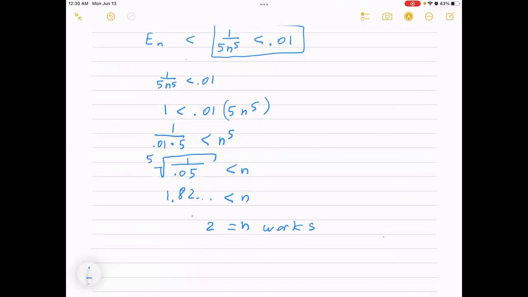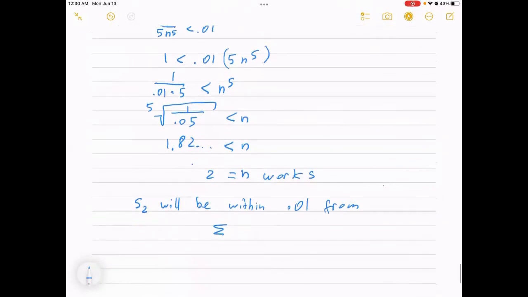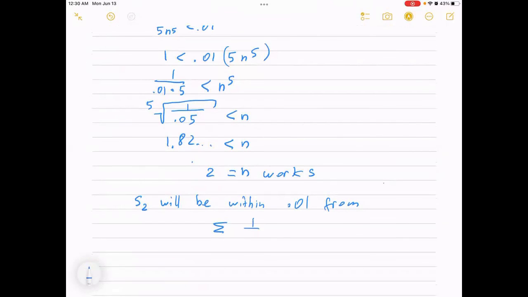So for our particular problem, S2 will be within 0.01 from the actual value of the sum of 1 over n to the 4, n from 1 to infinity.